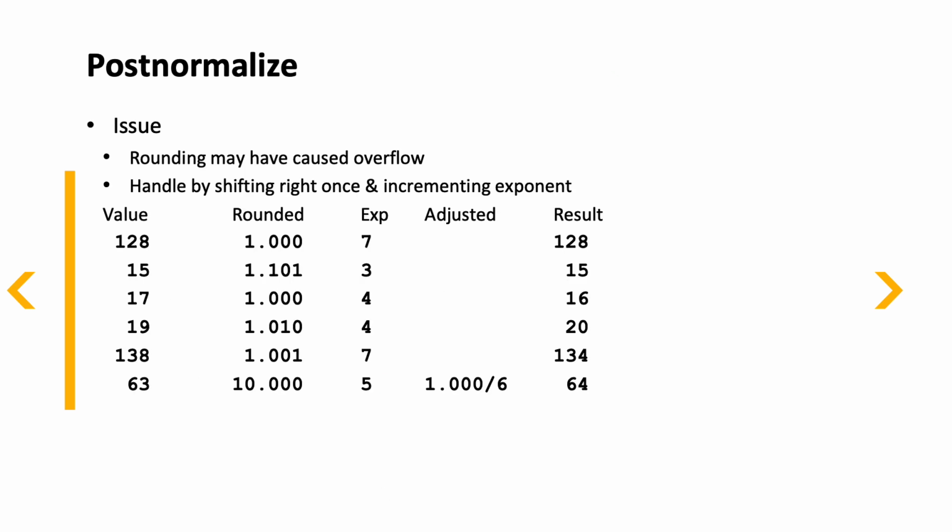And this is where we post-normalize. So as we just saw with 63, rounding actually caused overflow. So I have to handle that by shifting right once and incrementing the exponent. Okay, so let's focus in on 63, because with the rest of these, we didn't have anything that we have to post-normalize.